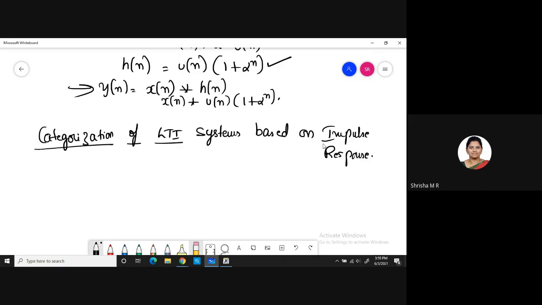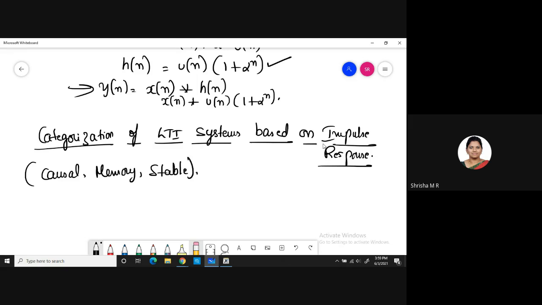Okay, so we have seen system classification in our unit 2, right? We had classified systems based on linearity, causality, memory, time invariant or time variant, stable, and invertibility. So you have categorization of LTI systems based on impulse response. That is, you have to check for causality, memory, and stability. With respect to LTI systems, you have to check the categorization with respect to these three properties.